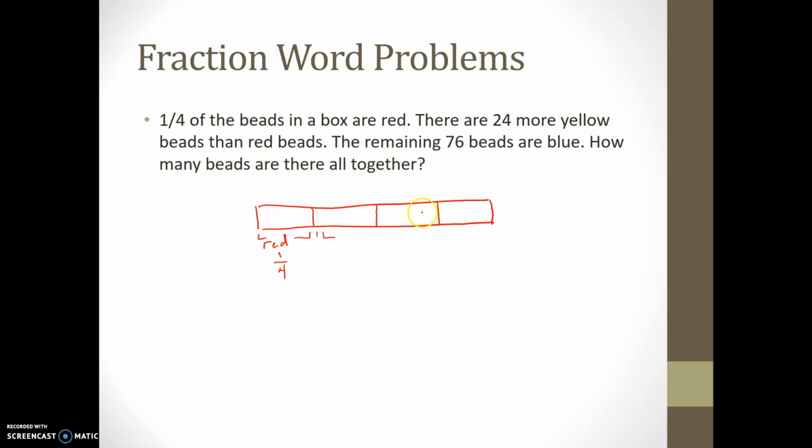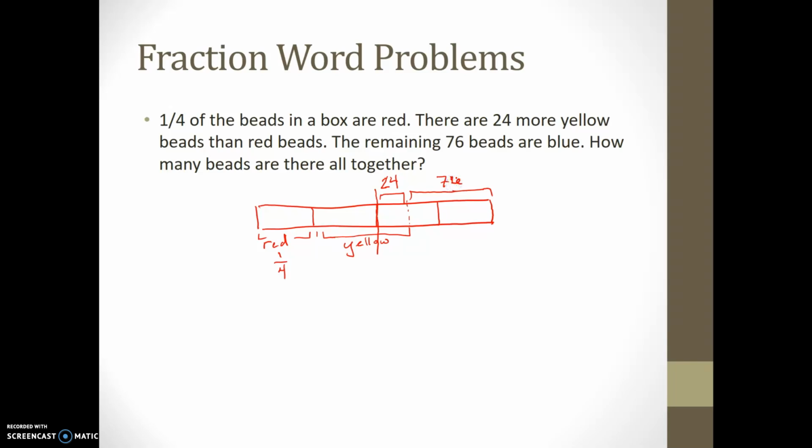Okay? So now let me just draw a big line right here. This is not a subdivide line. This is just a line to show me where the yellow ends, just so I can mark that, okay? So this is yellow. And it's 1/4 of the bar plus 24 beads. Then it says that the remaining 76 are blue. So this part right there is 24. This part over here is blue.